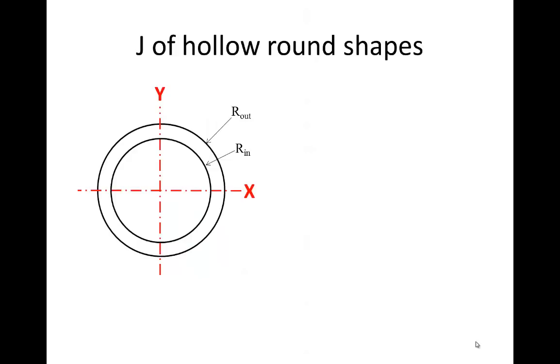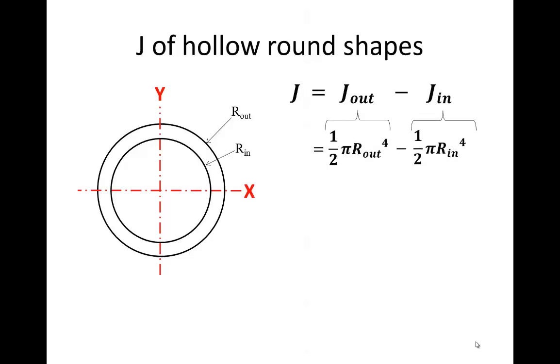Finding J of hollow tube shapes follows the same pattern we have already reviewed. We can simply take the J of the outer shape and subtract J of the inner shape. J of the outer shape depends, of course, on the outer radius, and J of the inner shape depends on the inner radius. So we could do a little algebra to simplify this if we wanted.